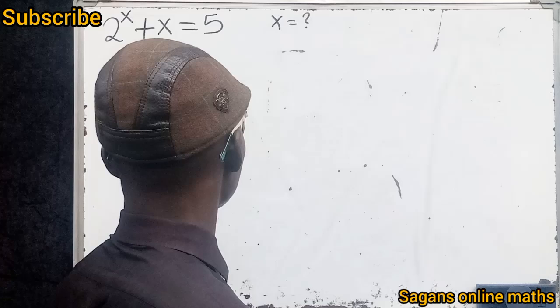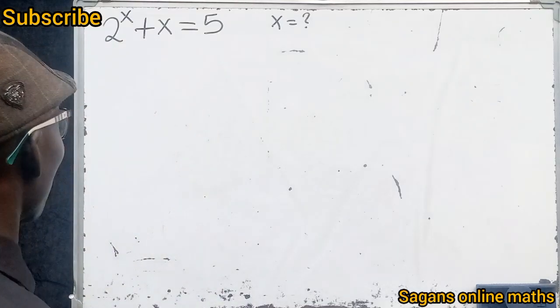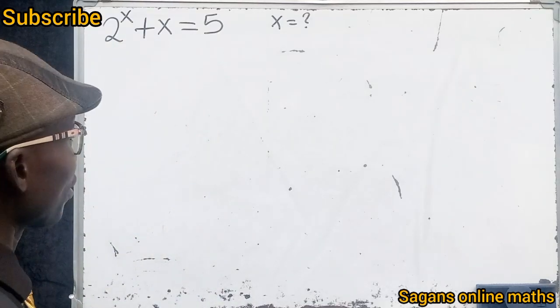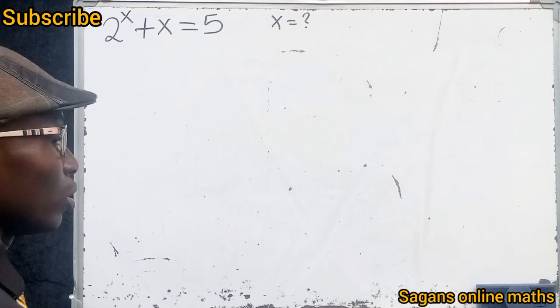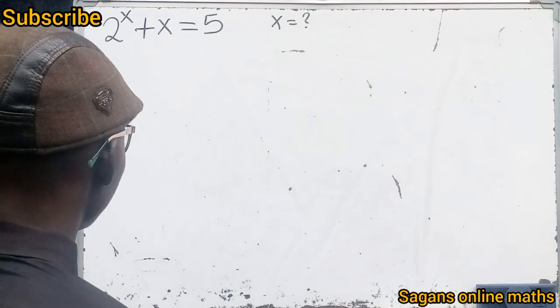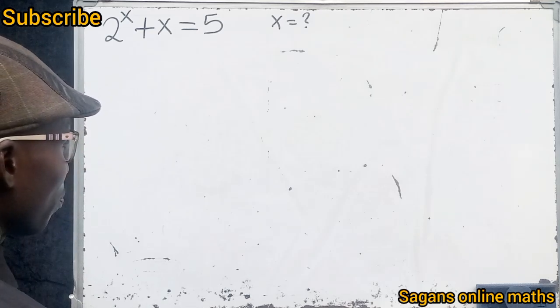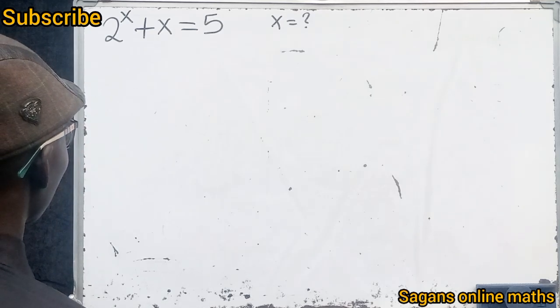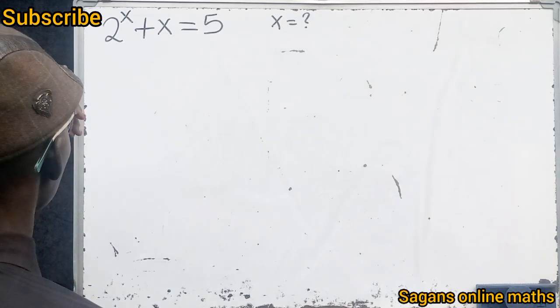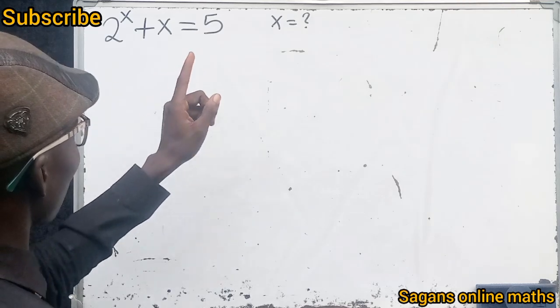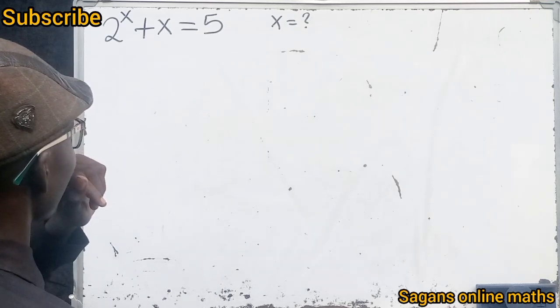Now look at what we are given. We are given that 2 raised to the power of x plus x equals 5. We are asked to find the value of x. Wow, this question is as simple as ABCD if you understand what you are going to do here. Now look at what you are going to do. Please pay attention to this video. Now we are given that 2 raised to the power of x plus x equals what? 5. Wow, this is amazing.